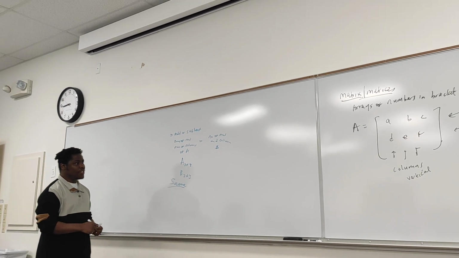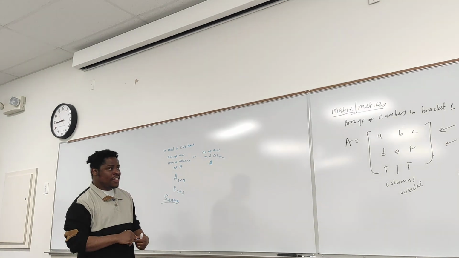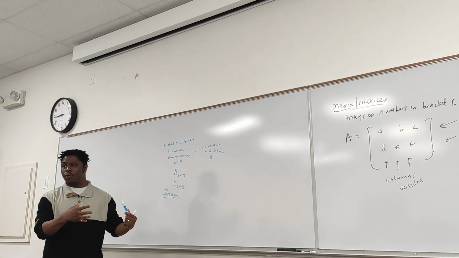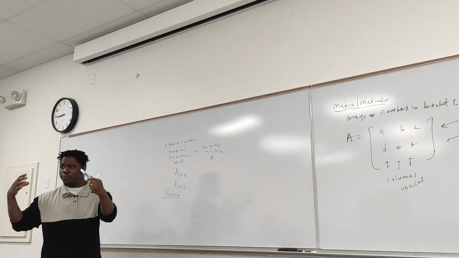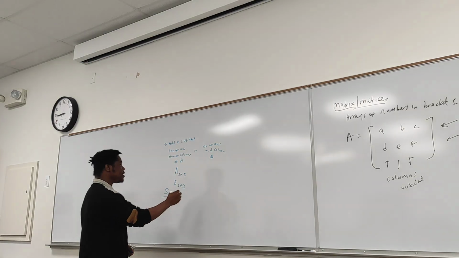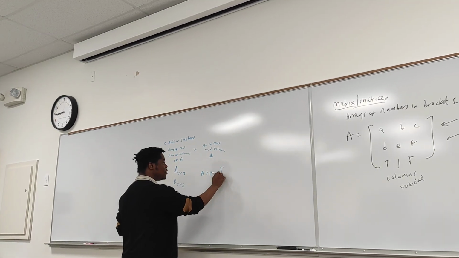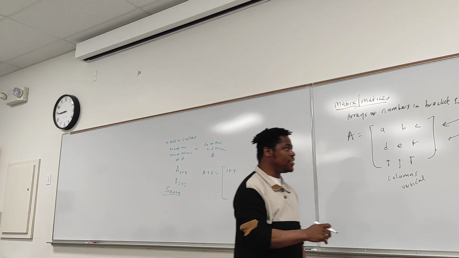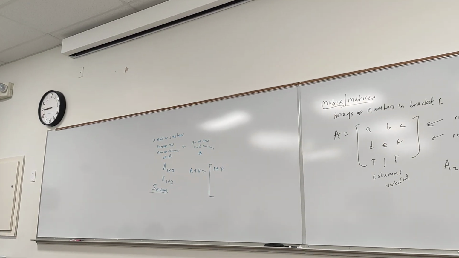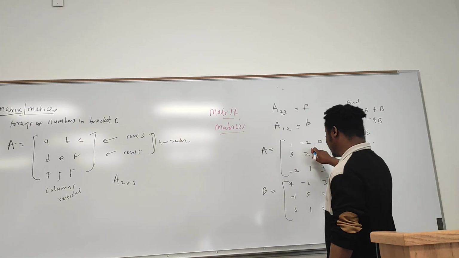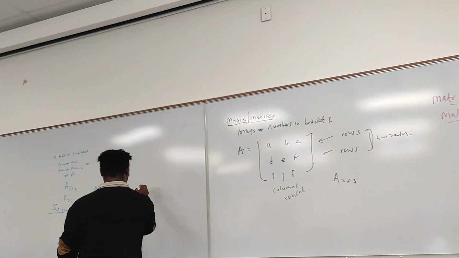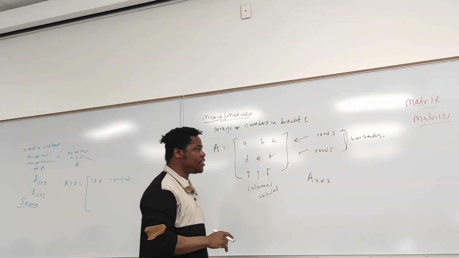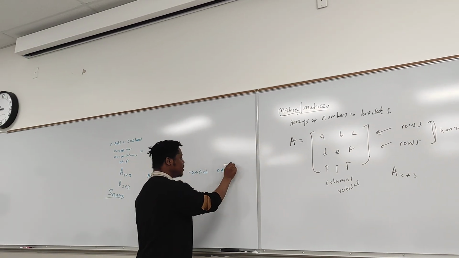So let's add them together. The way you add them is you just add the same element of each one. For example, A11 plus B11, A12 plus B12, like that. So our matrix A plus B is going to be 1 plus 4, because you are adding this element plus this element. They are in the same position. The elements in the same position add each other. So the next one would be minus 2 plus minus 2, right? And the third one would be 0 plus 3, right?